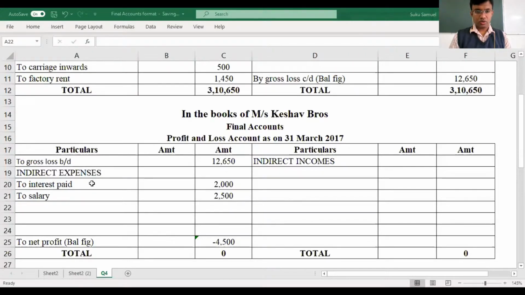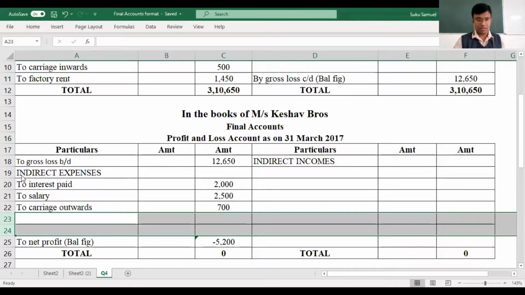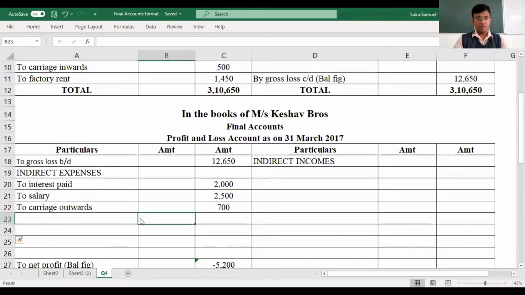Then we have carriage outward. What is meant by carriage outward? Carriage outward is nothing but the transportation cost of your finished goods, and the transportation cost of finished goods is 700. That is what is meant by carriage outward.